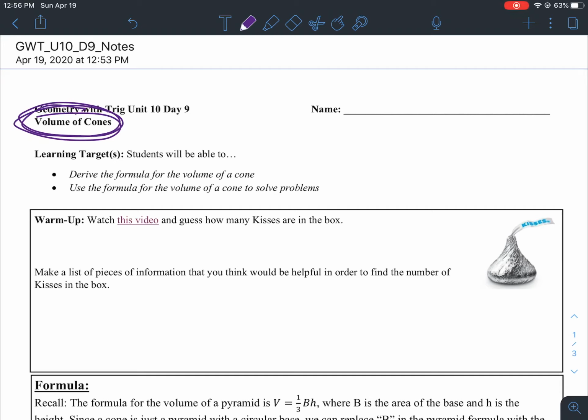So you can see from our two learning targets, by the end of this lesson, we'd like for you to be able to derive the formula, or come up with the formula, for the volume of a cone, as well as use that formula that we end up deriving to answer questions and solve problems.